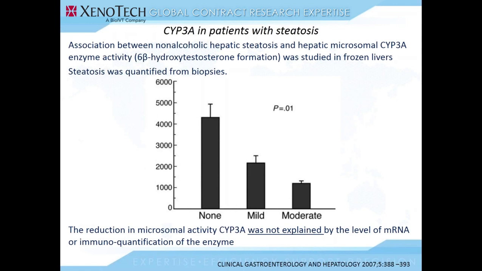On this slide, we see a relation between CYP3A 6-beta hydroxytestosterone activity and level of steatosis in the liver. Steatosis, for the purpose of this graph, was categorized as none, meaning less than 5%, mild, between 5 and 33, and moderate, above 33%.